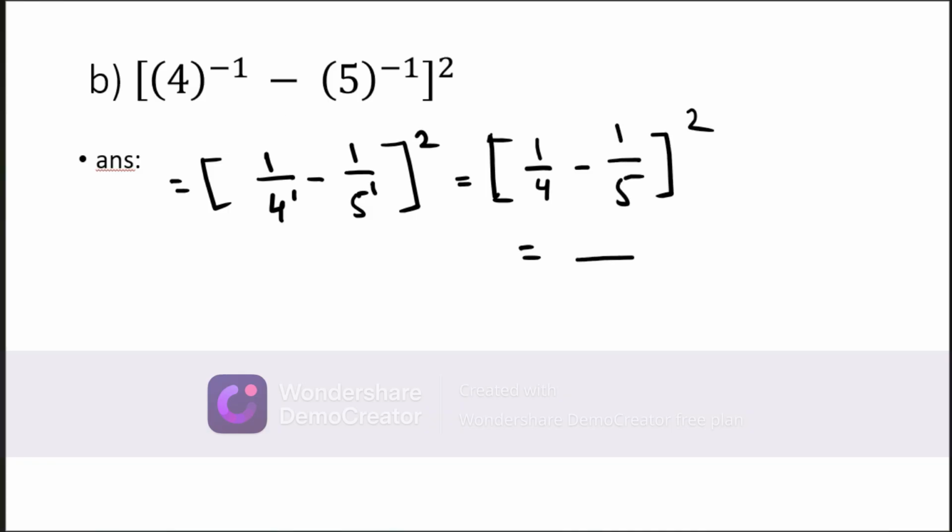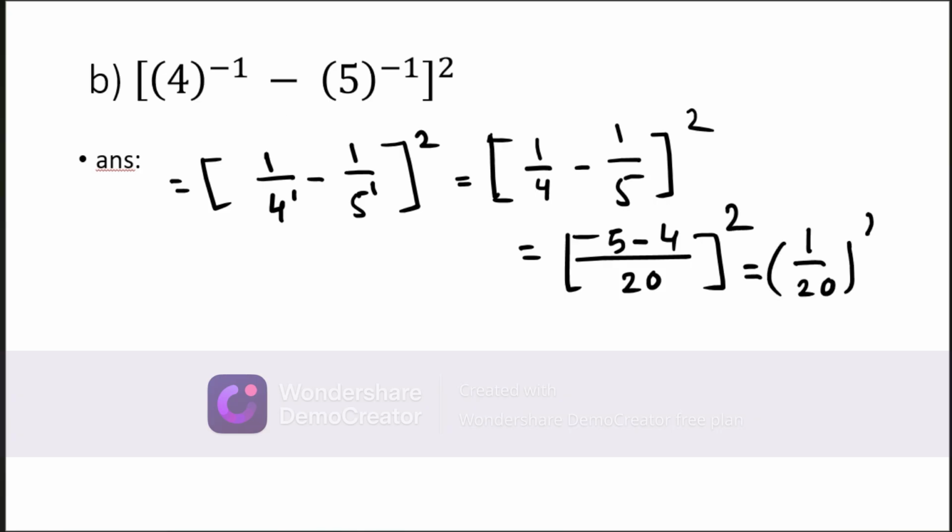Now what is the LCM of 4 and 5? LCM of 4 and 5 is 20. So divide 20 by 4, 5 into 1, 5, minus divide 20 by 5, 4 fives are 20, 4 into 1, 4, whole square. So 5 minus 4, that is 1 by 20, whole square. 1 by 20 whole square is 1 by 400. This is the answer. Okay, go to the next problem.